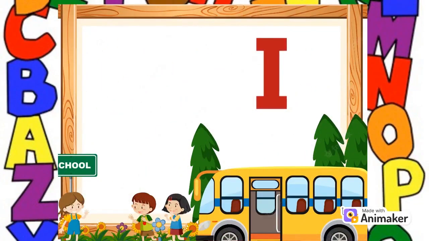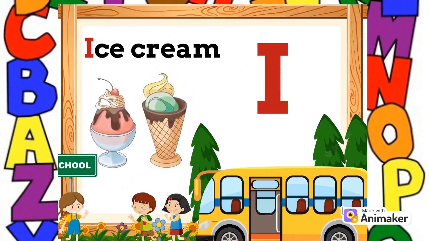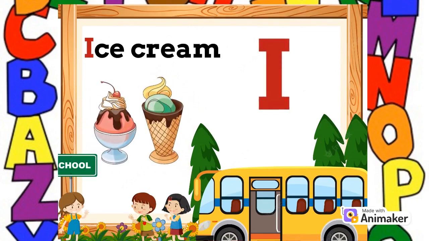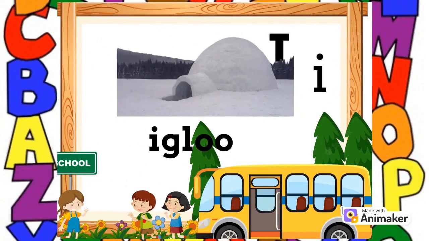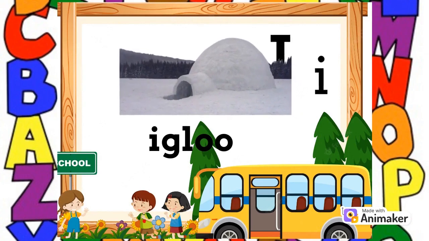I. Capital I. I for ice cream. I. C. E. C. R. E. A. M. Ice cream. I. Capital I. Small i. I for igloo. I. G. L. O. O. Igloo.